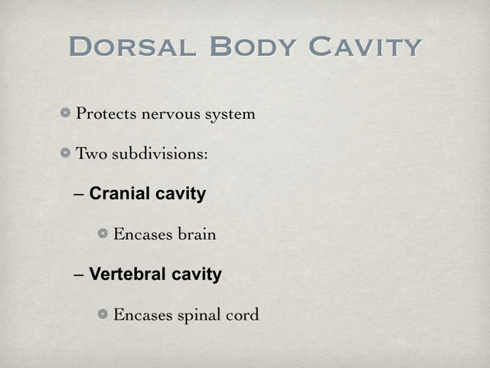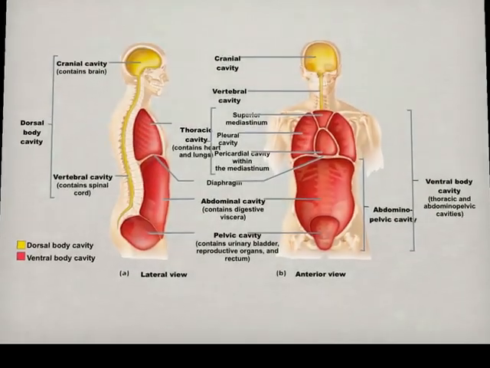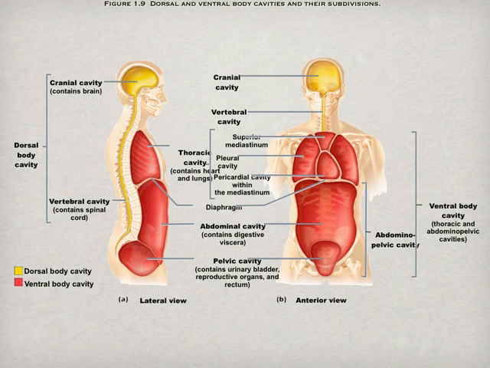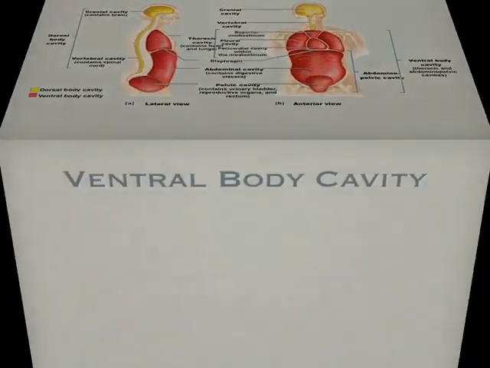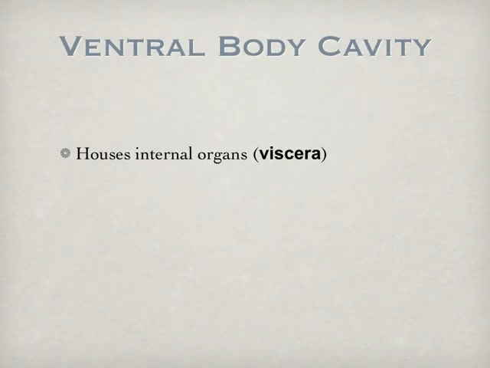On the next page, we're going to see a figure of all the body cavities. I want to focus your attention just on the area in yellow. Up top, we see the cranial cavity. This is where your brain is found. And down the center of the back, we have a vertebral column, which is where you find your spinal cord.